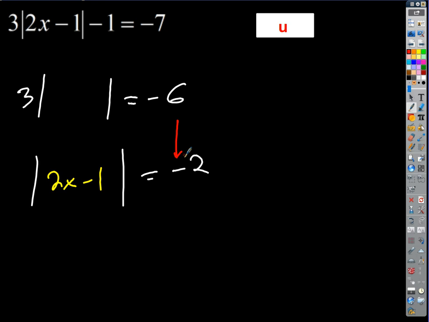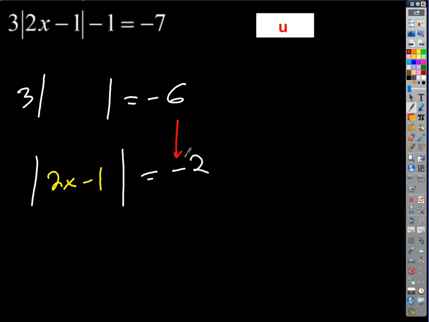No. You could never do it, right? There's no number of any kind that I could plug in for x. When I evaluate this expression, I'm going to end up taking the absolute value of something, right? The absolute value of something is non-negative. It could be 0, but it can't be negative. It's either positive or 0. So we know right away that that's no solution.